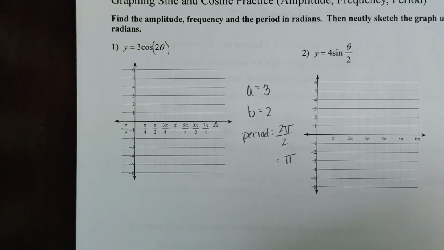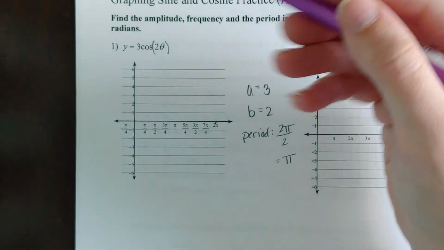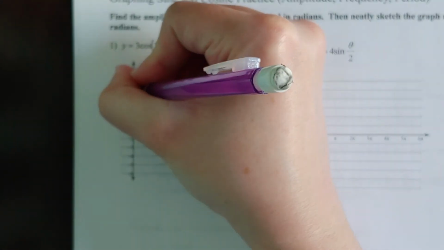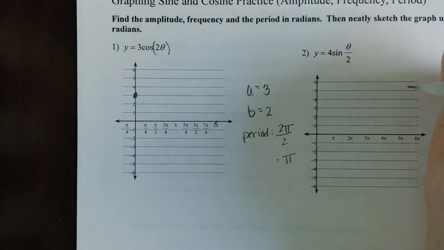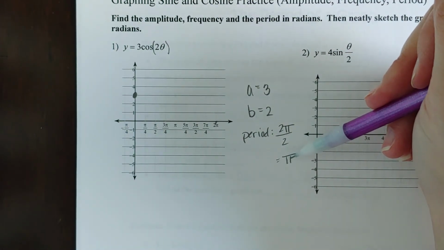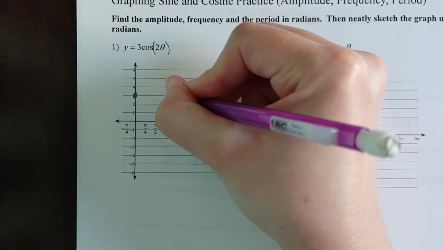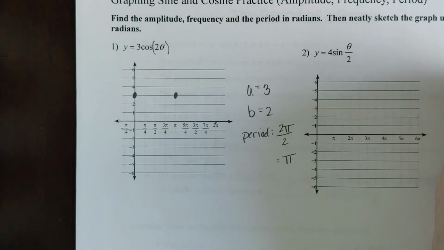So that means by the time we get to pi, we should have one complete curve. Okay, so let's do this. We know that cosine starts at the highest point, so that's going to be 3. So it starts at 3. It's going to end its complete curve at pi, also at its high point. So at pi, it's going to be up here at 3.